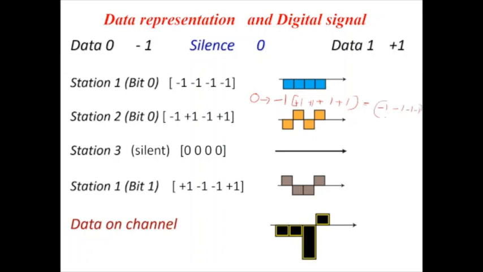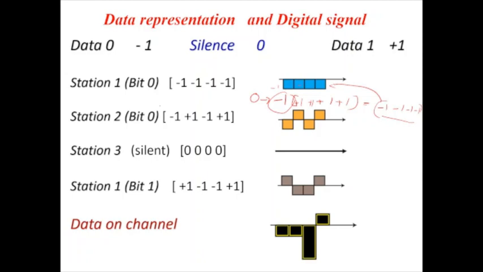So the outcome of multiplying that minus 1, the bit 0, with a chip code results in this type of chip sequence, which is put on the medium and represented in the form of a signal this way. This 0 arrow mark is a reference line, and to represent minus 1 we use this symbol. So this represents minus 1, minus 1, minus 1, minus 1, the outcome of multiplying D1 and the chip sequence.